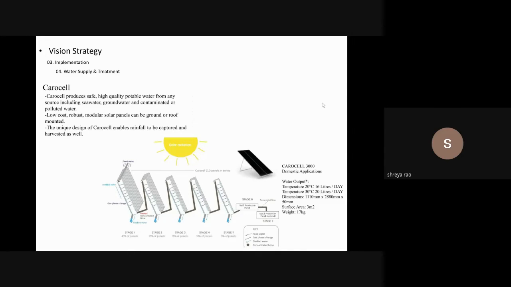Part of the sustainable strategy for Al Qusair was to implement carousels, where we can produce safe drinking water from the seawater. It's quite cheap, easy to mount on the floor, and very adaptable for hot climates and arid regions. The next slide, please.